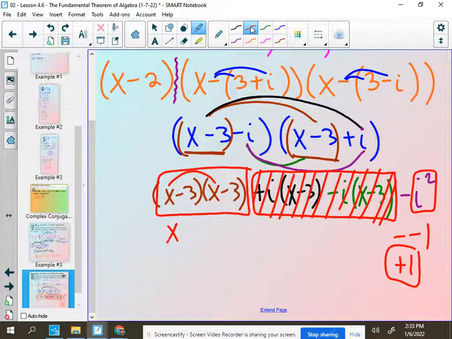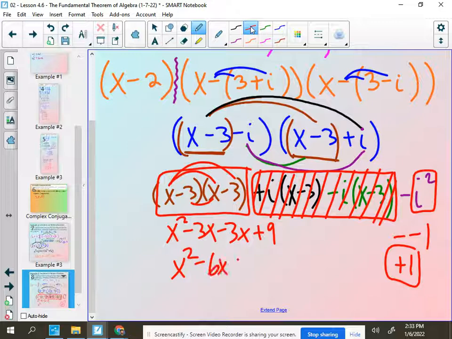X times x is x squared. X times negative 3 is negative 3x. X times negative 3 is negative 3x. Negative 3 times negative 3 is positive 9. These don't cancel, so this is x squared minus 6x plus 9.